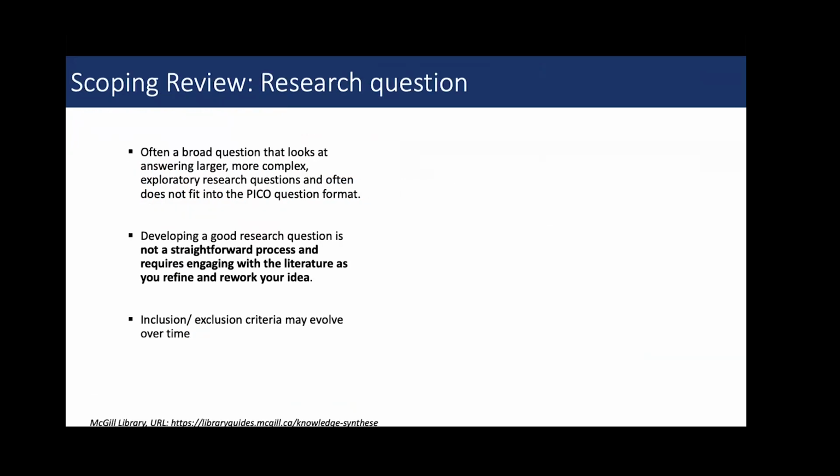The research question that matches the scoping review method is often a broad question that looks at answering larger, more complex exploratory research questions and does not necessarily always fit into the PICO format, as we have heard already. Also, it is to consider that it's not a straightforward process and your research question might change. I think the best advice here is to start with your idea of what you want to look at and phrase a question, and then go through the literature with several searches and through the different databases to see what is actually out there, and then come back to refine and rethink your initial idea.